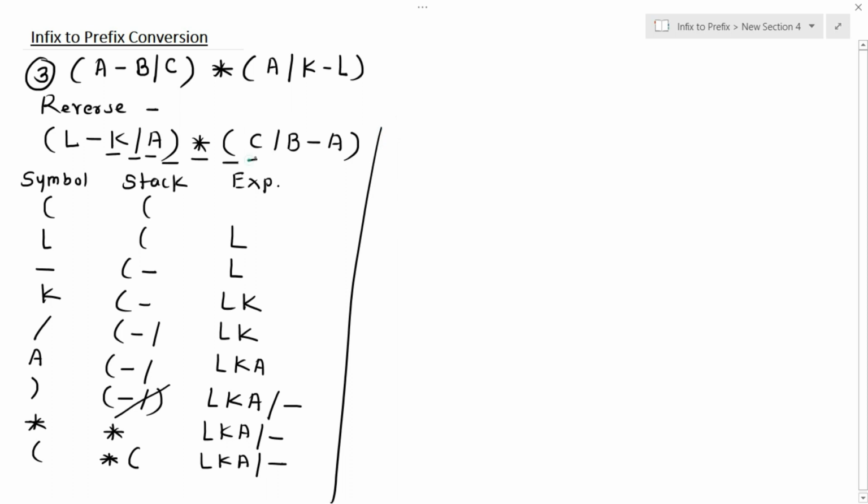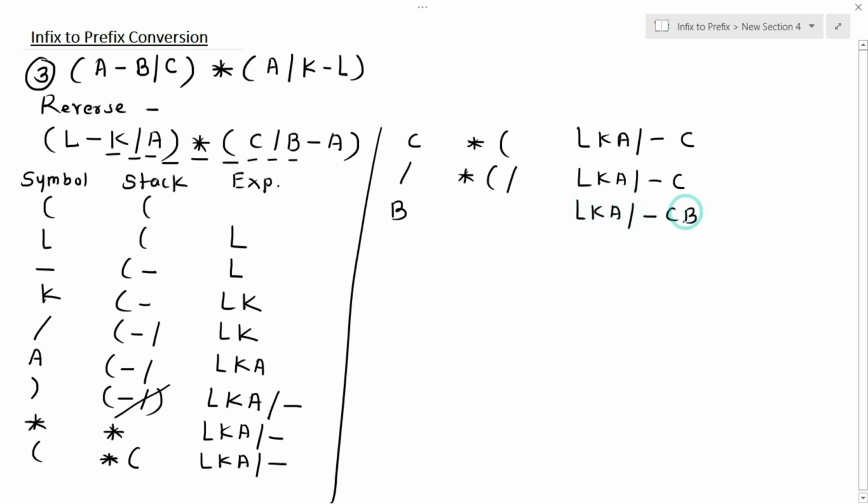Okay, now the next symbol is C. C is an operand, it directly goes into the expression. In stack we have multiplication and left parenthesis, and in the expression we already have LKA division minus, and we insert C. Okay, the next one is division. So here we have multiplication, left parenthesis, division, and here we have LKA division minus C. The next symbol is B. B is an operand, so it goes into the expression. So here we have LKA division minus C, B, and stack as it is.